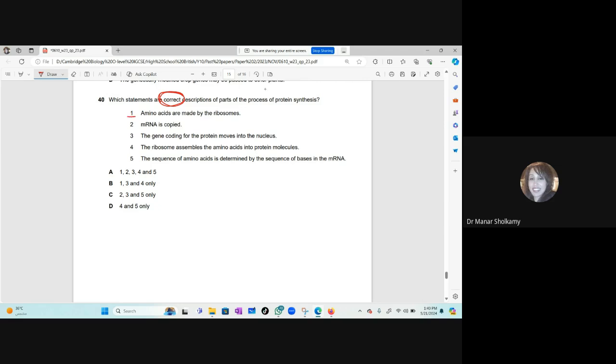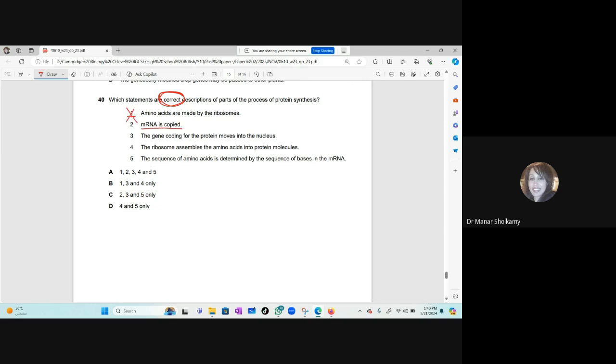So let's see. Number 1, amino acids are made by the ribosomes. Correct or not correct? Not correct. They're not made by the ribosomes. The amino acids are not made; they are assembled. The proteins are made by the ribosome, not the amino acids. Okay, so 1 is wrong.